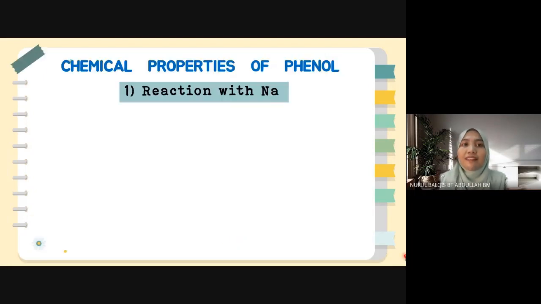Okay, and then chemical properties of phenol pun berlainan daripada chemical properties of alcohol. Dekat alkohol dia boleh terjadi, dekat phenol mungkin tak boleh jadi, mungkin yang boleh. So, the first reaction involving phenol adalah reaction with Na. Ada tak this reaction dengan aliphatic alcohol?